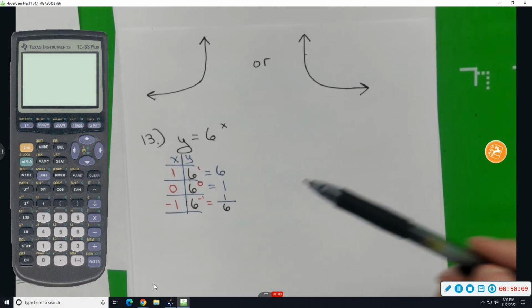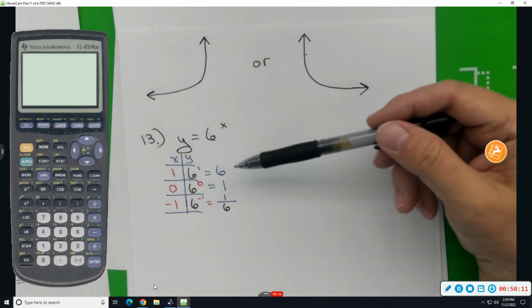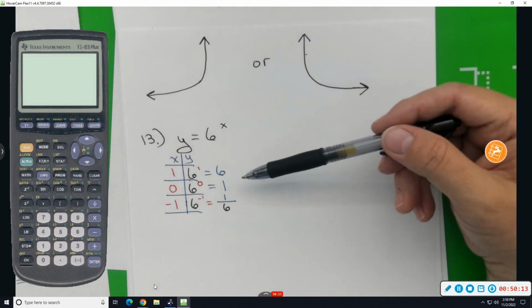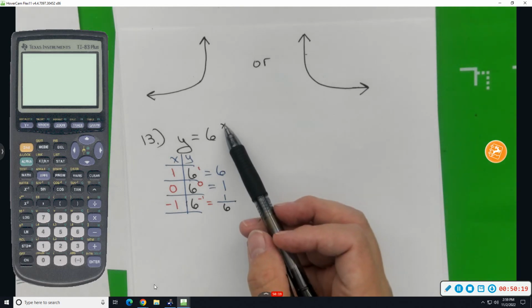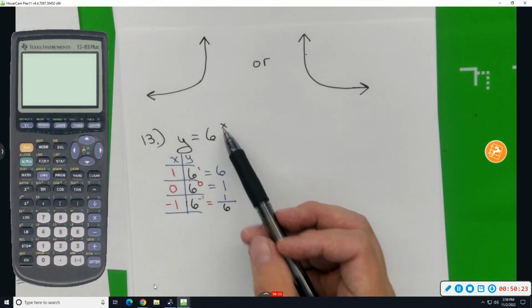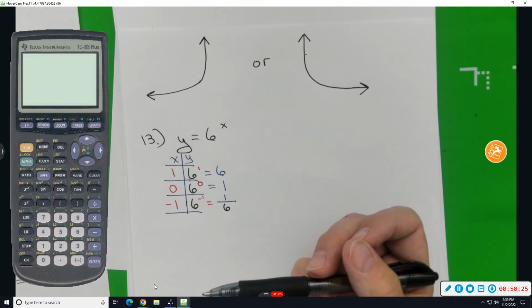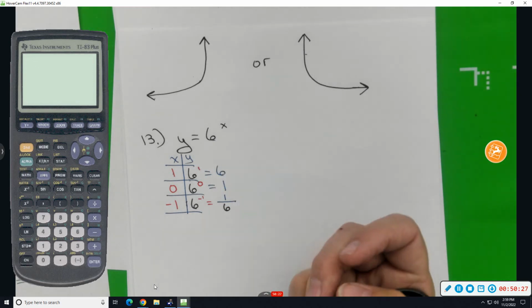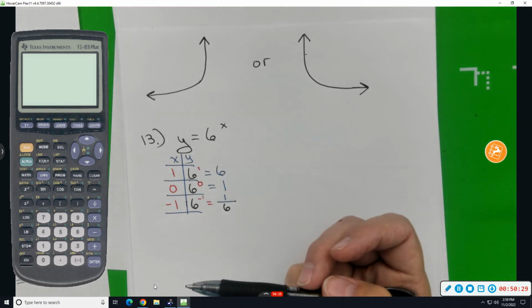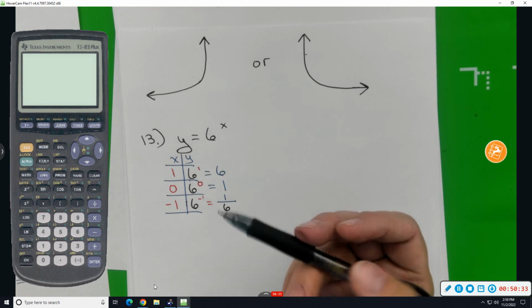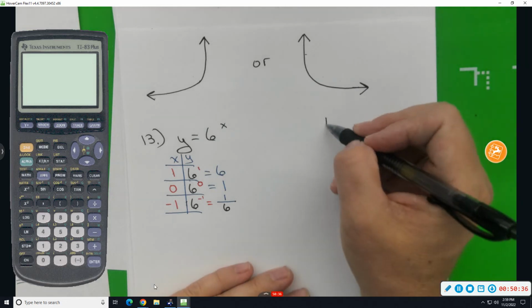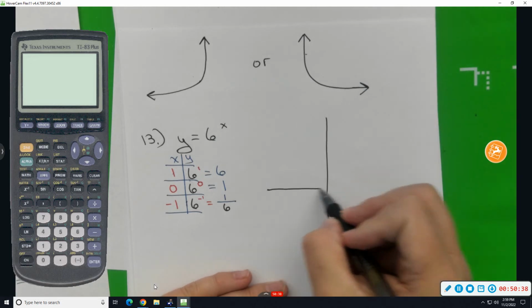Keeping in mind the two general shapes, I think we can get a picture drawn just using these three ordered pairs. If you want to plot more, the reason I'm not going to use so many is if I use 2 for x, what would my y value be? 6 squared is 36. I don't want to count 36 units up. So here's my graph.